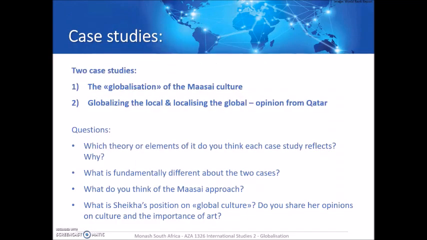Quickly, the questions again, now that you've seen the two examples, think about which theory or elements of it you think each case study reflects and why. What is fundamentally different about the two cases? What do you think of the Maasai approach on the one hand? And what do you think about Sheikha's position on global culture on the other hand? Do you share her opinions on culture and the importance of art?